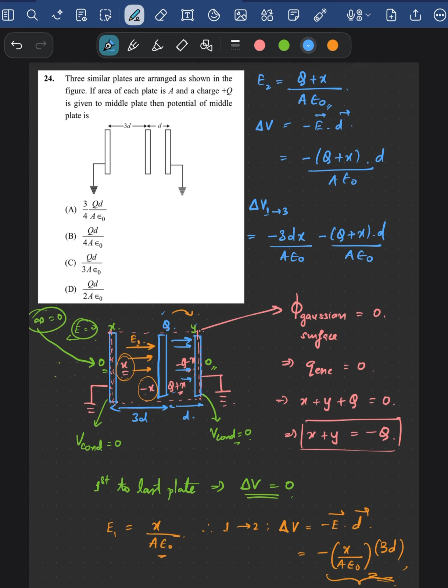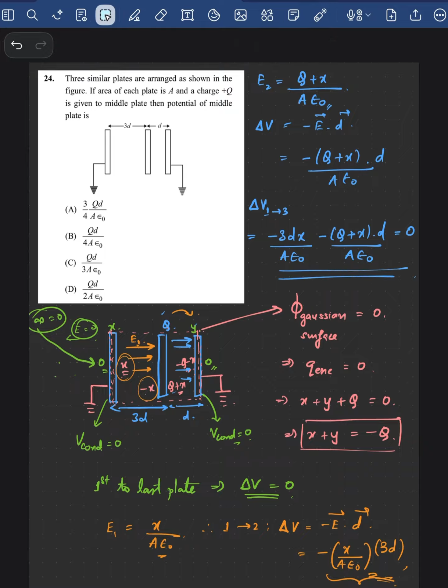And the total change in potential from 1 to 3 has to be equal to 0, because potential of the first plate is equal to 0. Potential of the third plate is also equal to 0. So this is the equation we'll be using to find out what the value of x will be equal to. Now let's solve this equation.